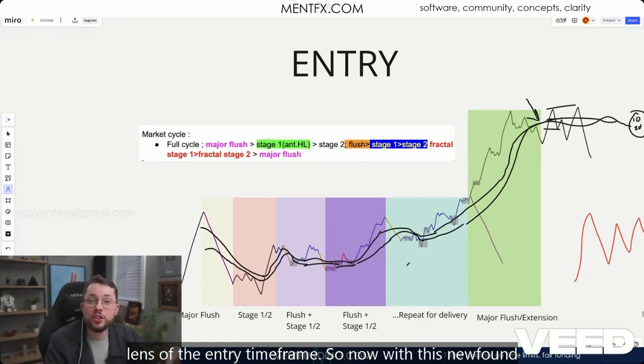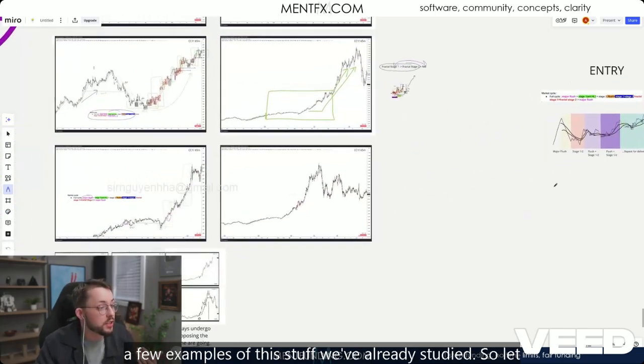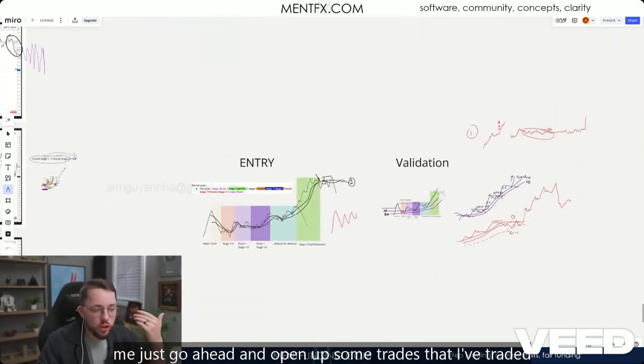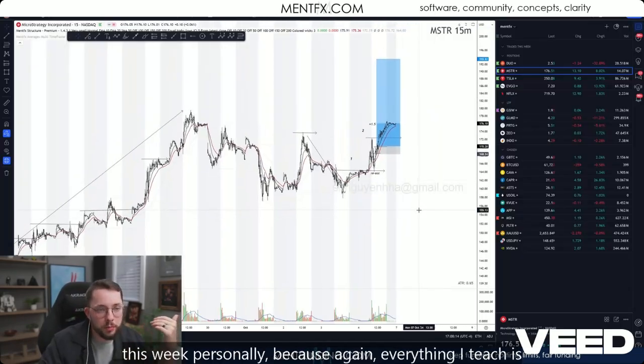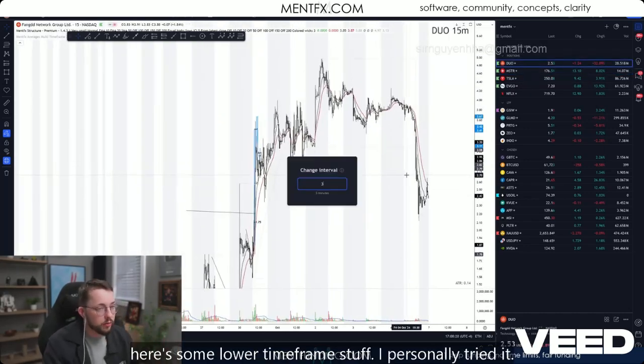So now, with this newfound knowledge, with your understanding of characteristics and how they interconnect together, let's look at just a few examples of the stuff we've already studied. So let me just go ahead and open up some trades that I've traded this week personally. Because again, everything I teach is stuff that I do every single week, no matter what. So here's some lower time frame stuff I personally traded.